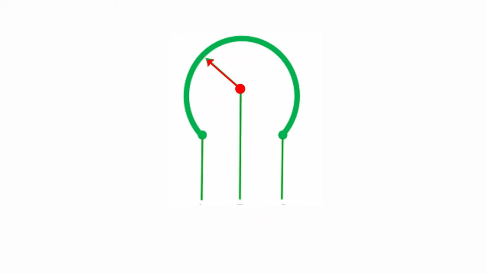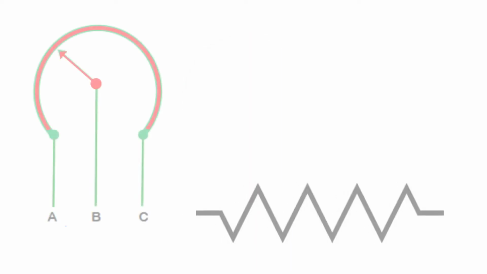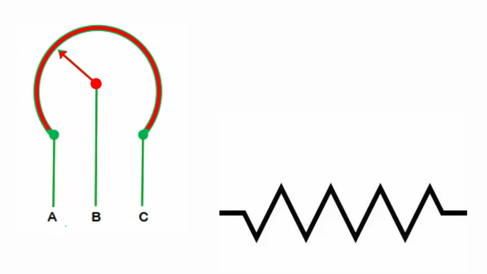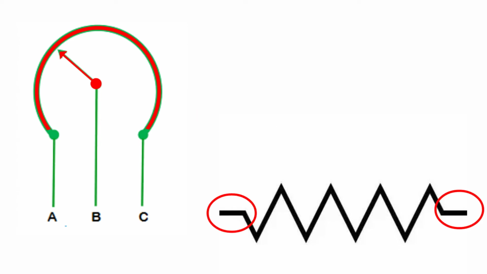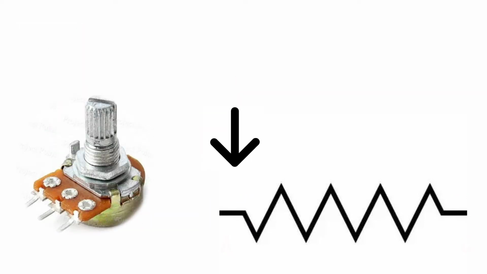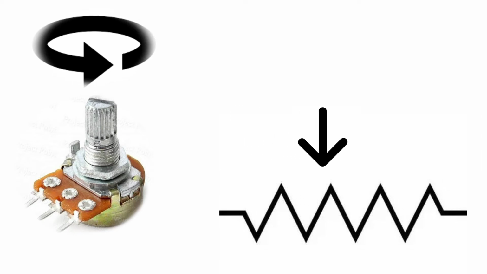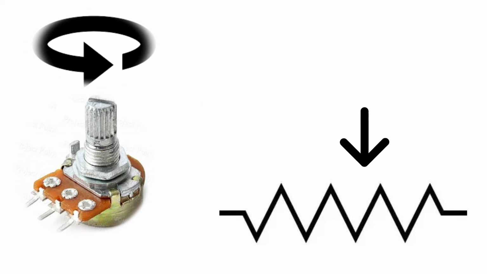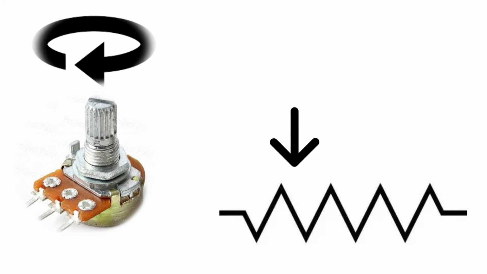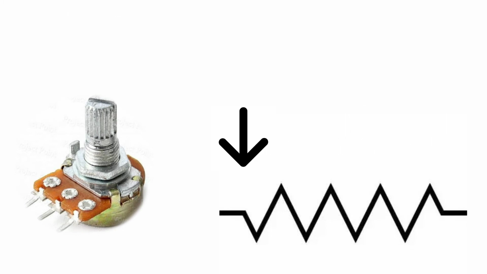For better understanding, let's switch to a simplified diagram. Suppose this is the resistive material. So these are the end pins of the potentiometer, and the wiper pin is depicted by an arrow above it. When we turn the knob of the potentiometer, the wiper slides on the resistive material. This way you can change resistance between the wiper and an end pin.